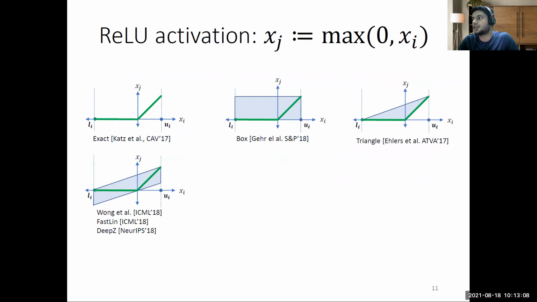Before that, let's recall whatever we know till now. We know ReLU is like this, and in box transformations, we looked at ReLU like this. And even in the previous session, the professor raised a point regarding a shape like this, which will be much more precise. But then obviously we have a scalability issue here because we need to define more constraints.